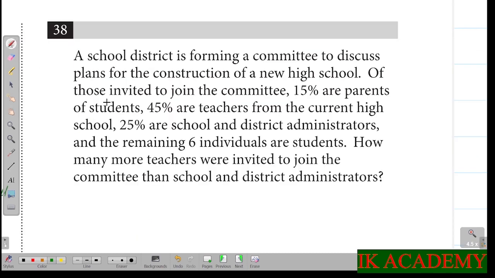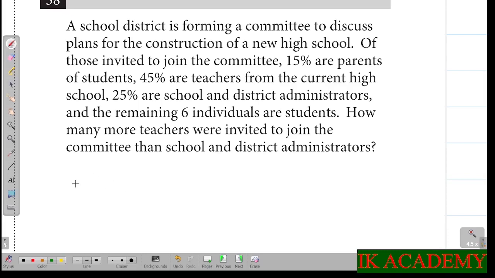Question number 38. A school district is forming a committee to discuss plans for the construction of a new high school. Of those invited to join this committee, 15% are parents of students, 45% are teachers from the current high school, 25% are school and district administrators, and the remaining 6 individuals are students. How many more teachers were invited to join the committee than school and district administration?